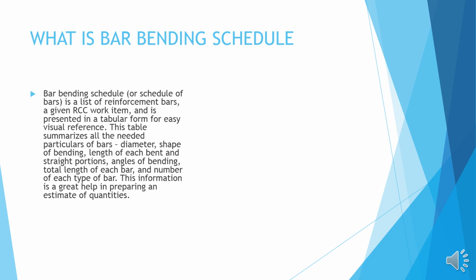Bar bending schedule is a list of reinforcement bars for a given RCC work item, and is presented in a tabular form for easy visual reference. This table summarizes all the needed particulars of bars: diameter, shape of bending, length of each bend and straight portions, angles of bending, total length of each bar, and the number of each type of bar. This information is a great help in preparing estimated quantities.